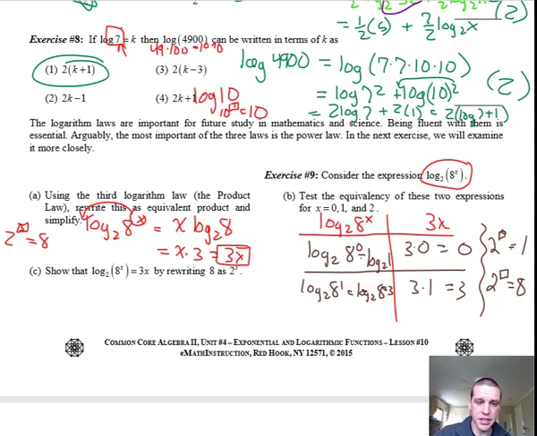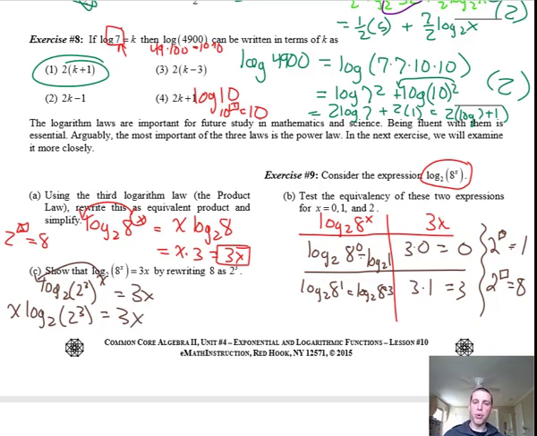The last part is showing that log base 2 of 8 to the x equals 3x by rewriting 8 as 2 cubed. So log base 2 of 2 cubed, because it says to rewrite 8 as 2 cubed, raised to the x equals 3x. Well, you have a power here. Where does it go? It goes out in front. So x log base 2 of 2 cubed equals 3x.